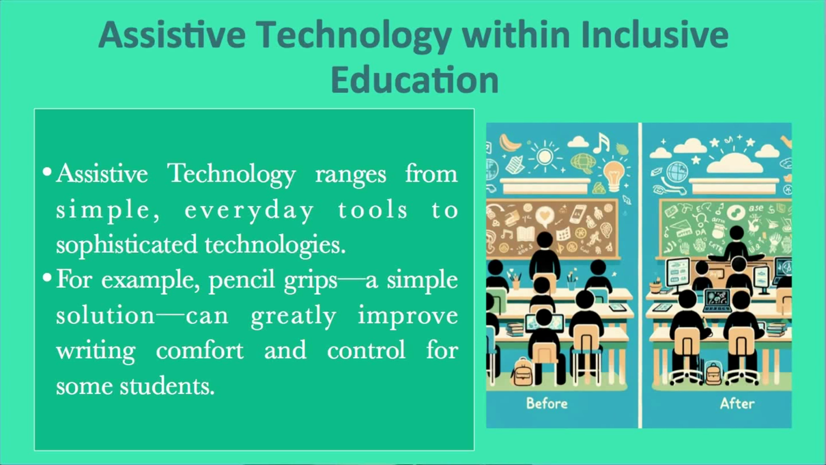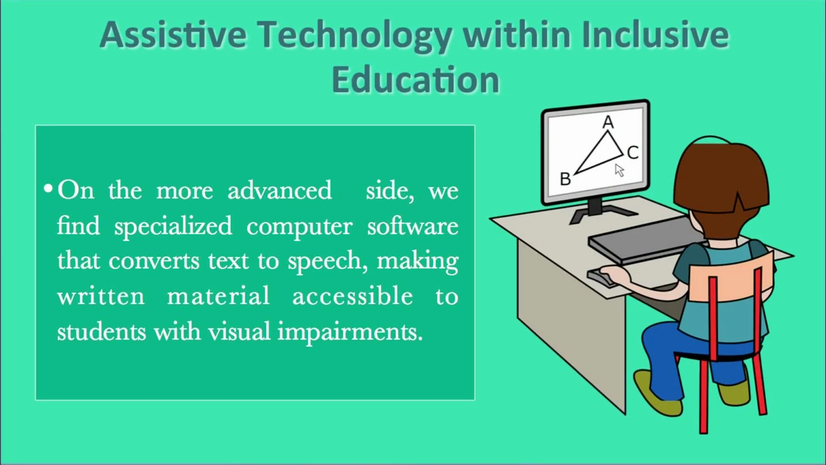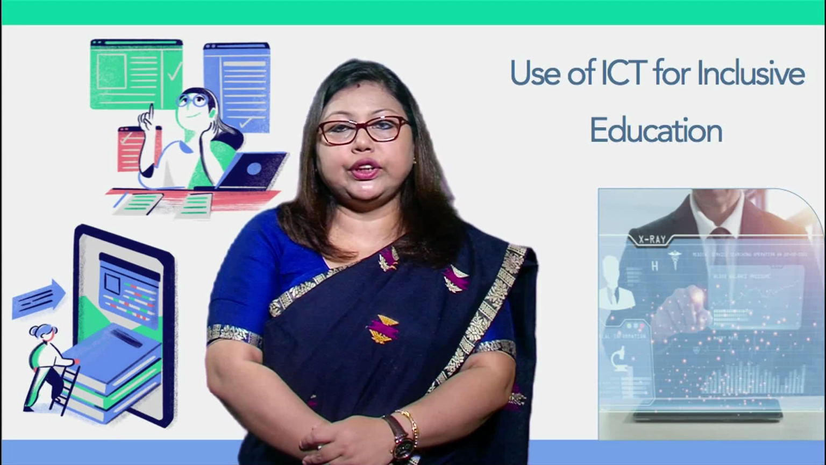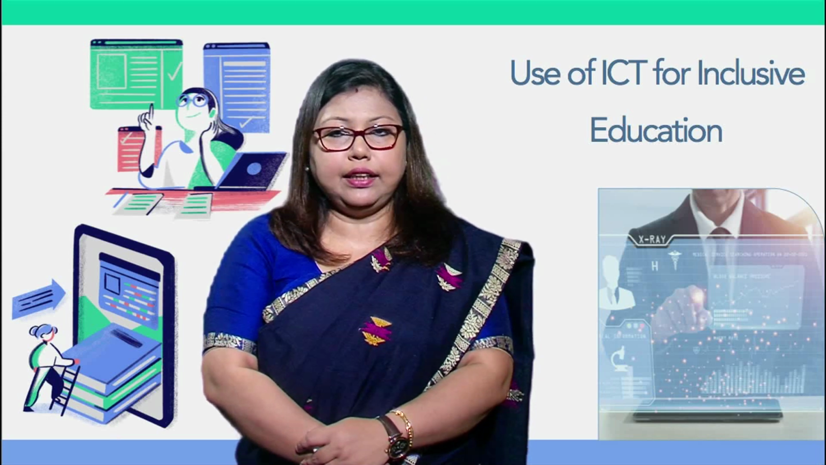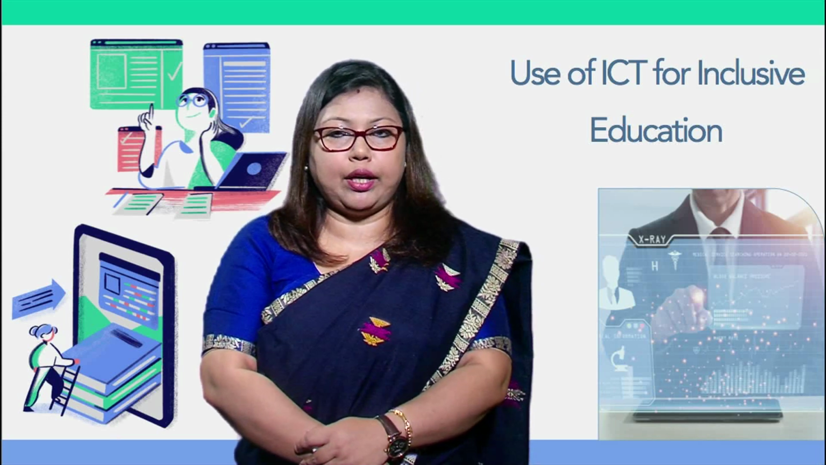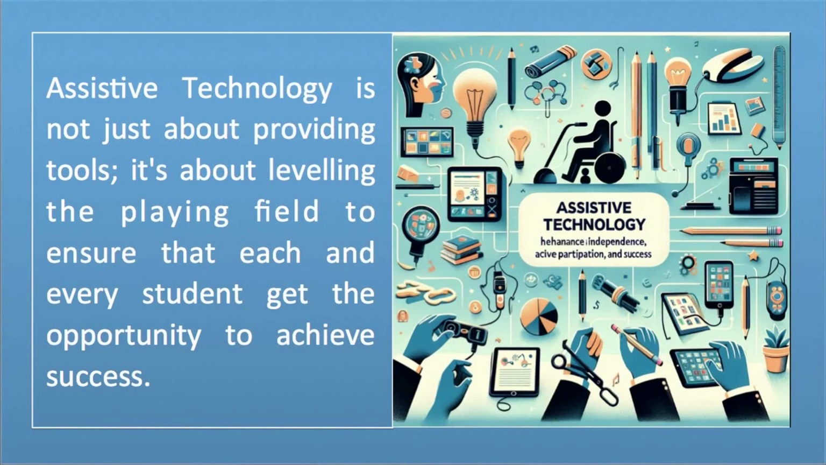Assistive technology ranges from simple, everyday tools to sophisticated technologies. For example, pencil grips, a simple solution, can greatly improve writing comfort and control for some students. On the advanced side, we find specialized computer software that converts text to speech, making written materials accessible to students with visual impairments. Let us now focus on the crucial role that assistive technology plays in creating an inclusive educational environment. Assistive technology is not just about providing tools. It's about leveling the playing field to ensure that each and every student gets the opportunity to achieve success.